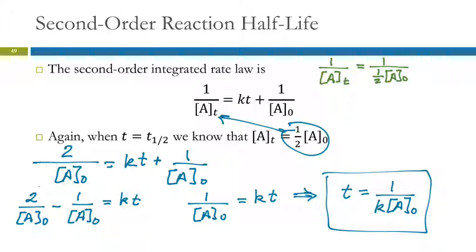So maybe we can separate this. 1 over 1 over 2 times 1 over A0. You okay with that? I can't see it. It's not writing. Of course it isn't. There it is. So, you okay with that?